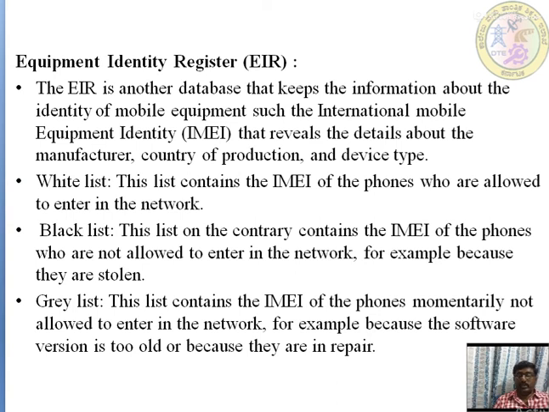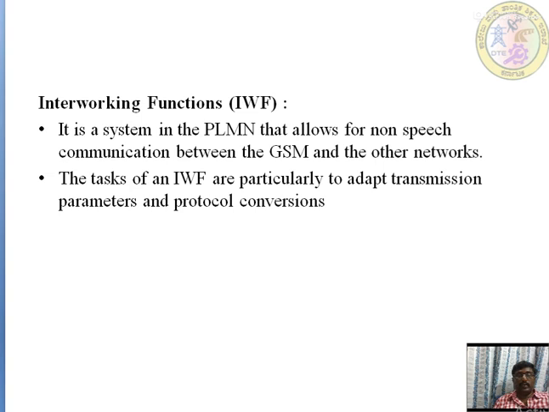Whitelist. This list contains the IMEI of the phones that are allowed to enter the network. Blacklist. The list contains the IMEI of the phones that are not allowed to enter the network, for example, because they are stolen. Gray list. This list contains the IMEI of phones normally not allowed to enter the network, for example, because the software version is too old or because they have been repaired.